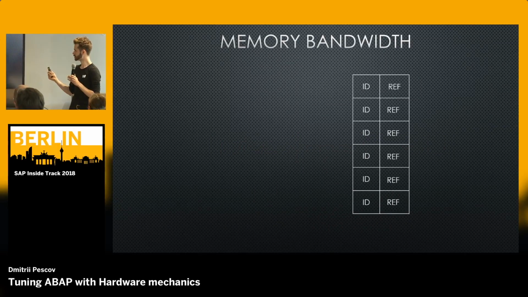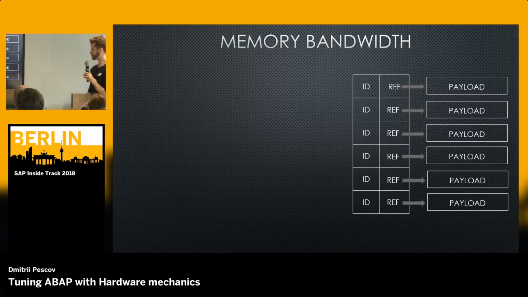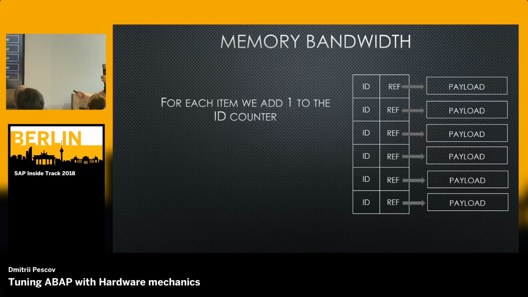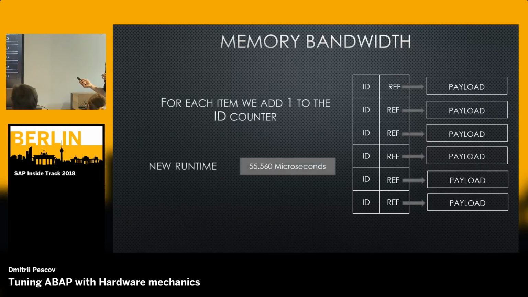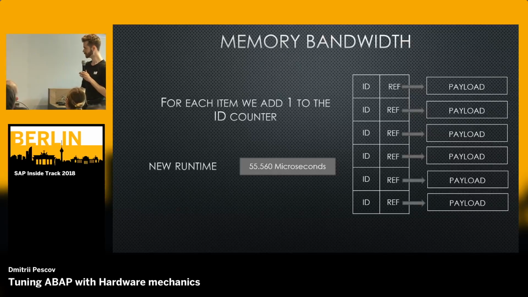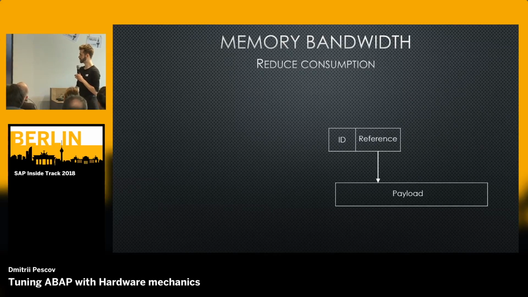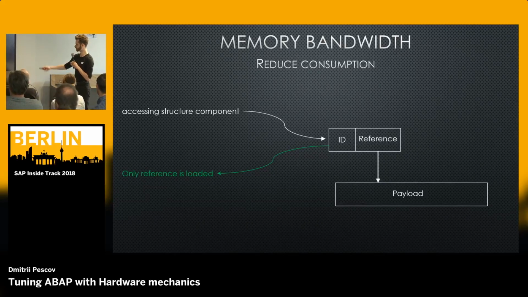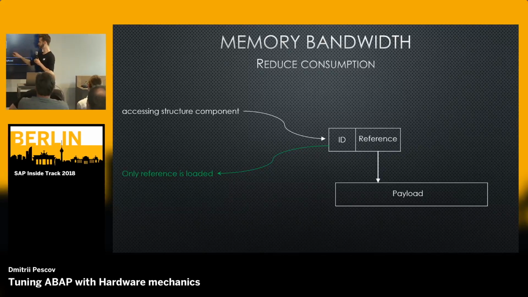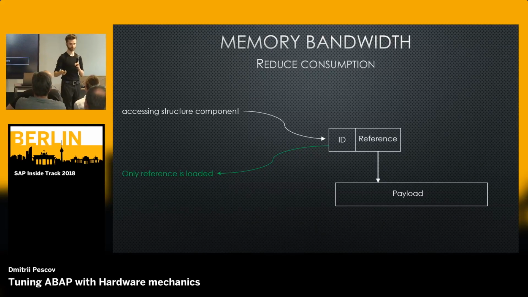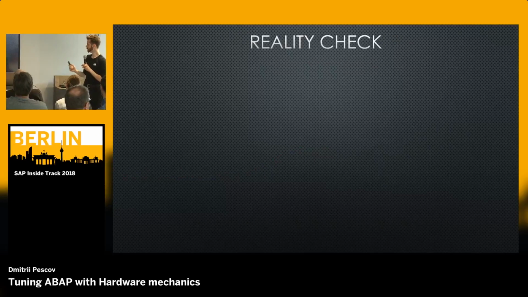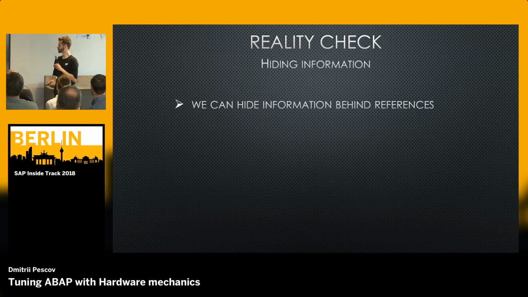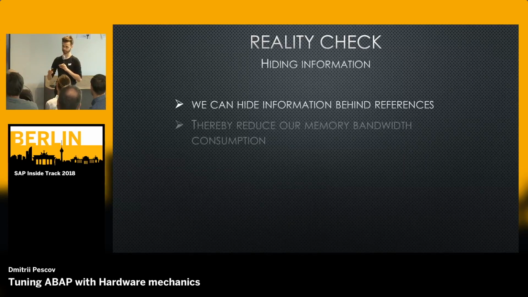So this is what our data structure actually looks like now. Our algorithm still hasn't changed. And this is our new runtime, so we went basically back to where we started, plus minus 3K. Now, this is how it works. You all know this part: we access one structure component, but instead of towing along this whole payload field, we only get the pointer, which is live. So we can hide information behind references, and we can thereby reduce our memory bandwidth consumption.